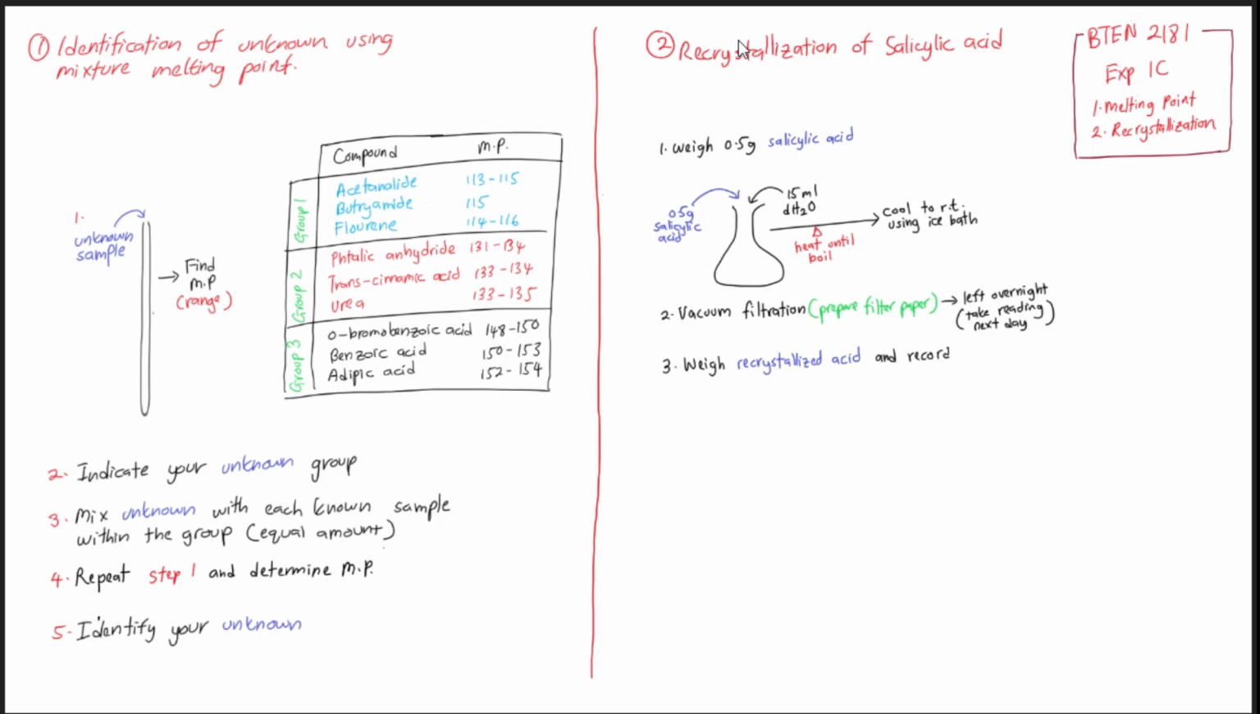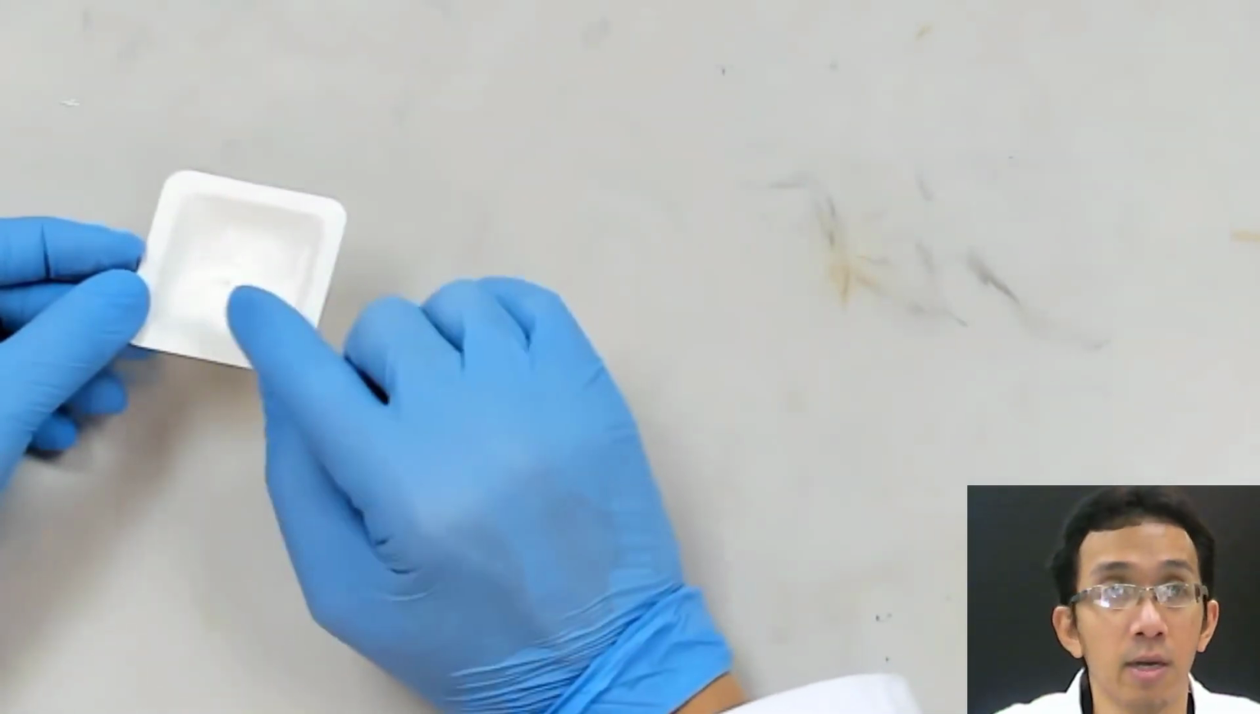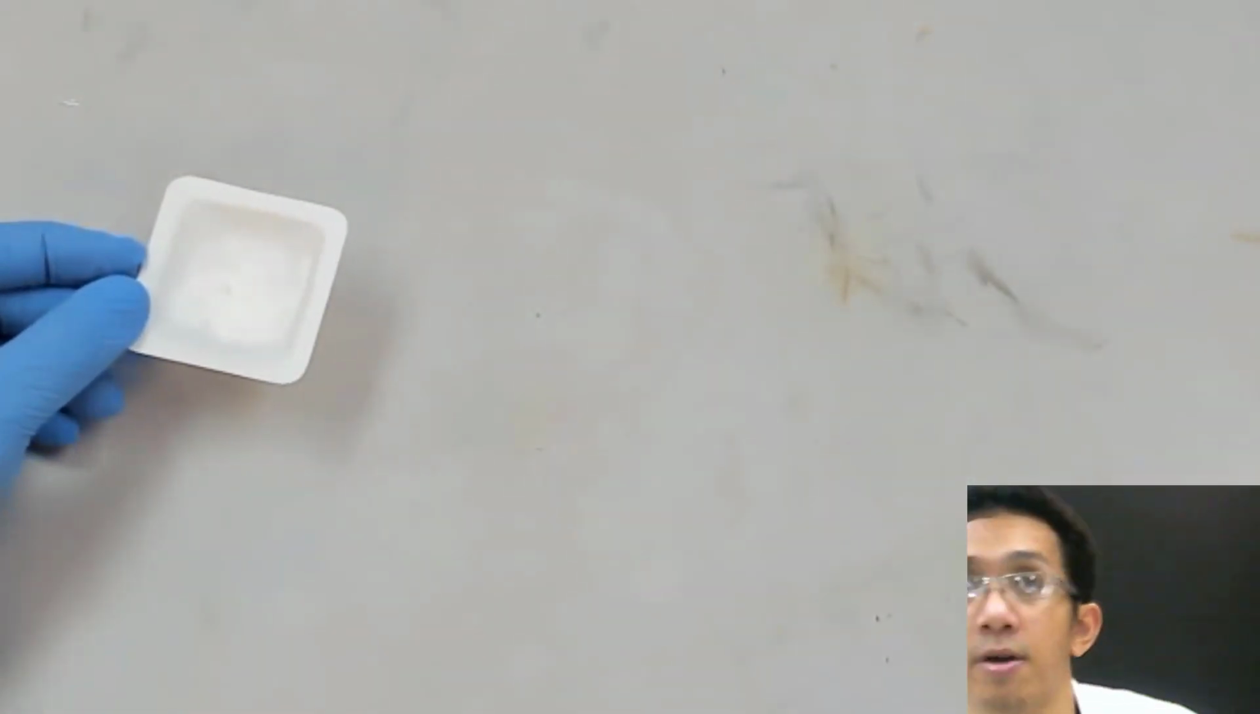So it's not like you take sugar and put it in water, because at room temperature it already dissolves. At hot temperature it also dissolves. So you cannot recrystallize sugar using water. You can recrystallize it using another solvent, not water. But in this case we use salicylic acid. The salicylic acid that we will use here will not dissolve in normal water.